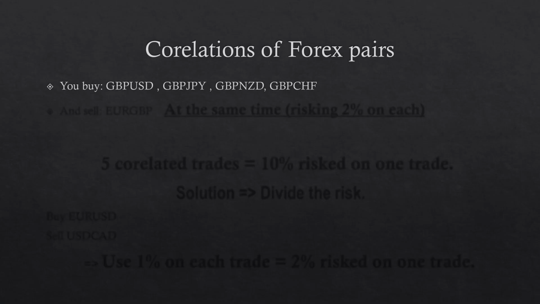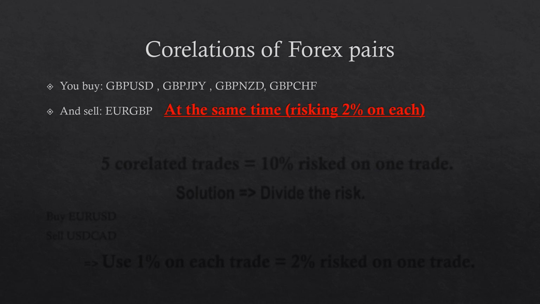So let's say you see a beautiful buy in GBP USD, GBP JPY, GBP NZD, and GBP CHF, and then you buy all of them. And at the same time, you see a beautiful sell in Euro GBP, and then you sell it at the same time with the other four, risking 2% on each.